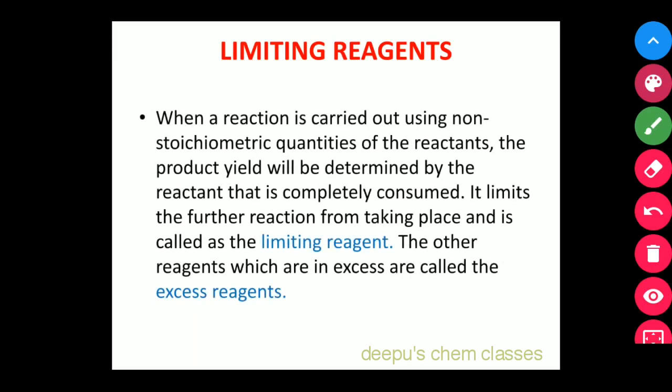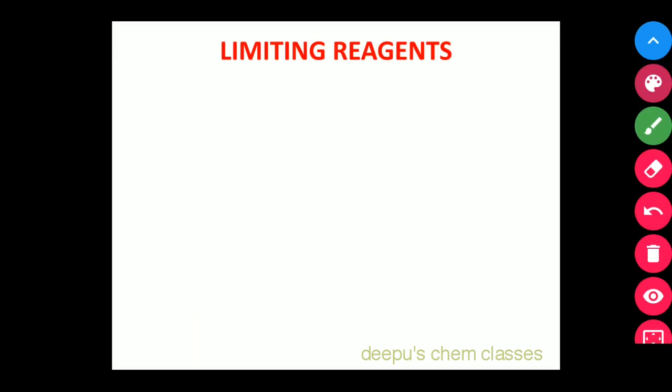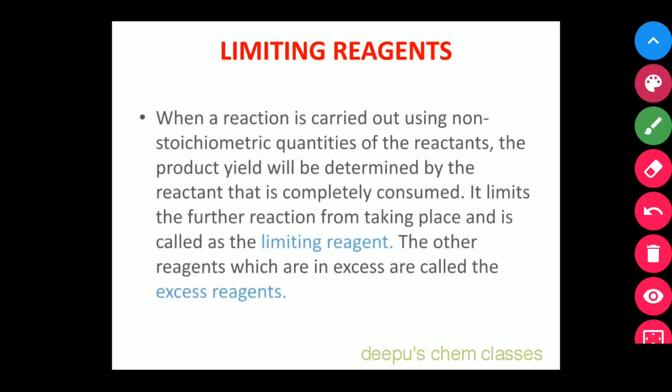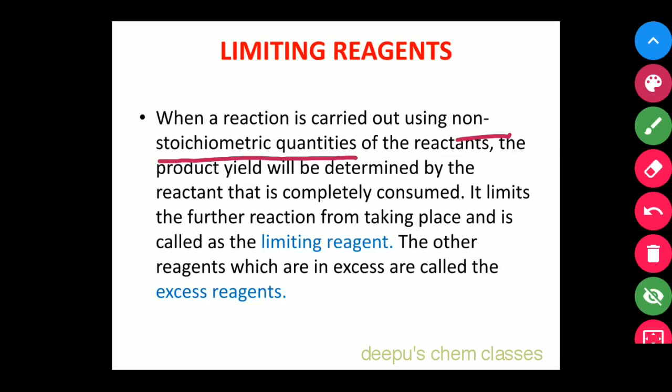So let us see the definition now. When a reaction is carried out using non-stoichiometric proportions, in the sense that you are taking unbalanced, unequal amounts of reactants, then the product yield will be determined by the reactant which is completely consumed. It limits the extent of the reaction, so it is called the limiting reagent. The other reagent which is present in excess, that is remaining, is said to be the excess reagent.